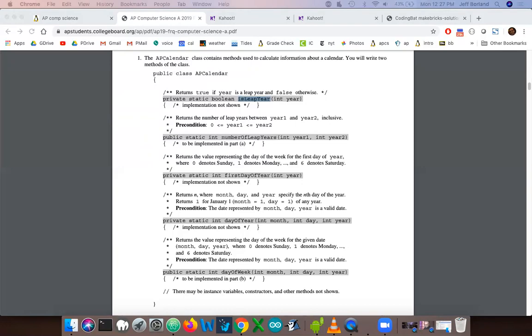You're not given the number of leap years. You need to figure that out. You're given year1 and year2. So if they said 2010 to 2020, you would go through all those years, and you can call isLeapYear on all of them, and it should return 3 because 2012, 2016, 2020 are all leap years. So it's supposed to return 3.